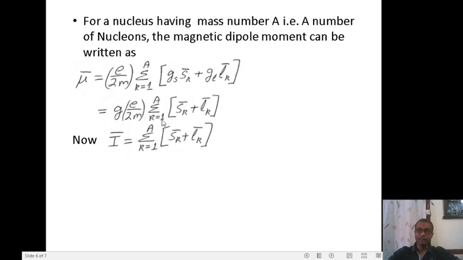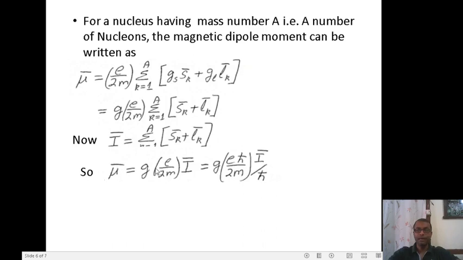Now, from our earlier discussions, the summation over the spin angular momentum and orbital angular momentum for all the nucleons gives me the total angular momentum of the nucleus as a whole. This total angular momentum of the nucleus, I, is called the nuclear spin. So the magnetic moment can be written in terms of the nuclear spin, that is the total angular momentum of the nucleus. So we can write mu as g e by twice m I, where I is the nuclear spin.